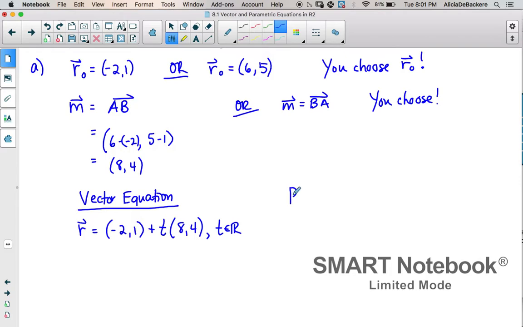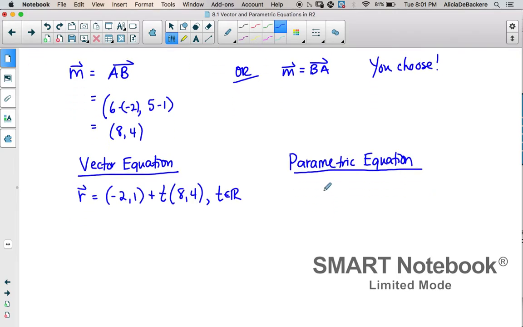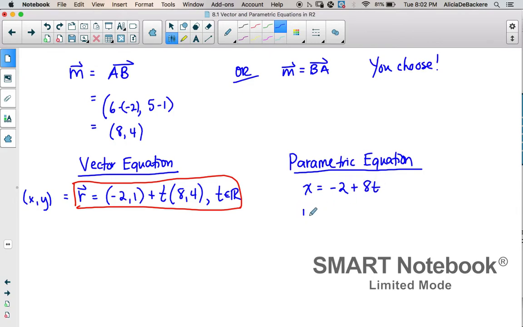And then I'm going to do the parametric equation. And so here I'm just splitting up the x and the y coordinates, because remember that this guy here is just equal to x, y. This is your actual equation though. I wouldn't normally write x, y. So I'm just thinking about what the x coordinates are. So x is equal to negative 2 plus 8t. So I'm just using those guys. And then for the y value, I'm doing 1 plus 4t.